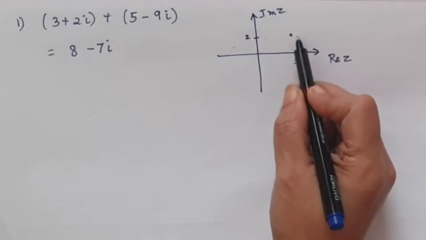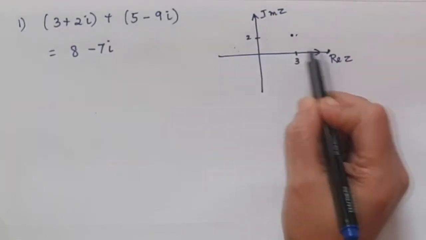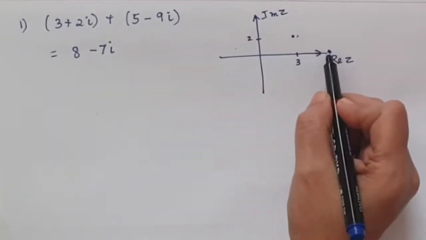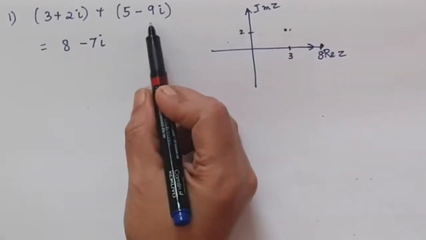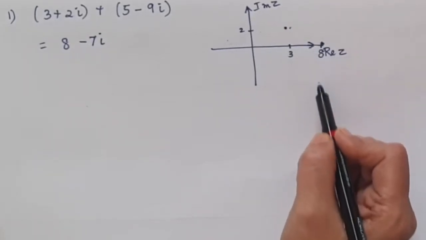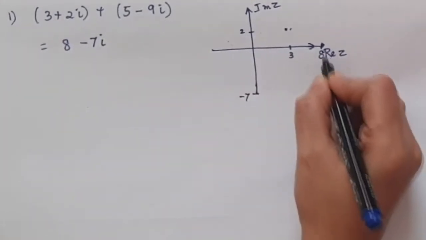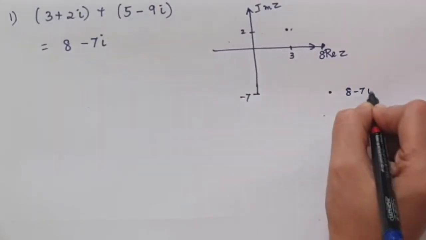When we go across by 5, it goes up to 8. That is, 3 plus 5 is 8. So it will be 8 over here. And then we have to come down by 9. Already we are at 2, so we need to come down by 7 blocks. So it will go to negative 7. So this point is 8 minus 7i.